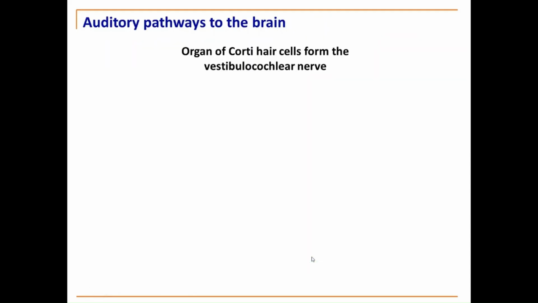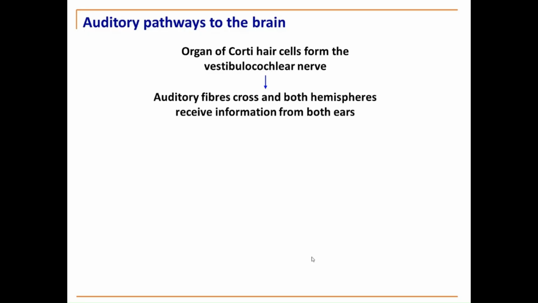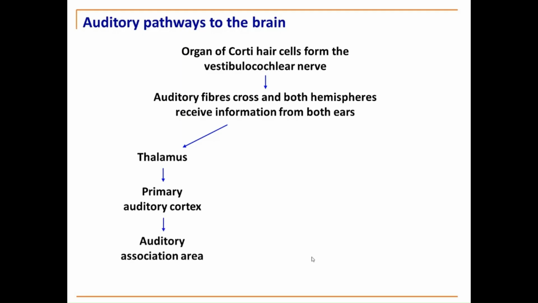So what is the auditory pathway to the brain? Well, the organ of Corti hair cells form the vestibulocochlear nerve. The auditory fibers cross, and both hemispheres receive information from both ears. And remember, that helps us to work out where a sound is actually coming from. The signal then moves to the thalamus, the primary auditory cortex, and the auditory association area, where we get an understanding of what's actually being heard.